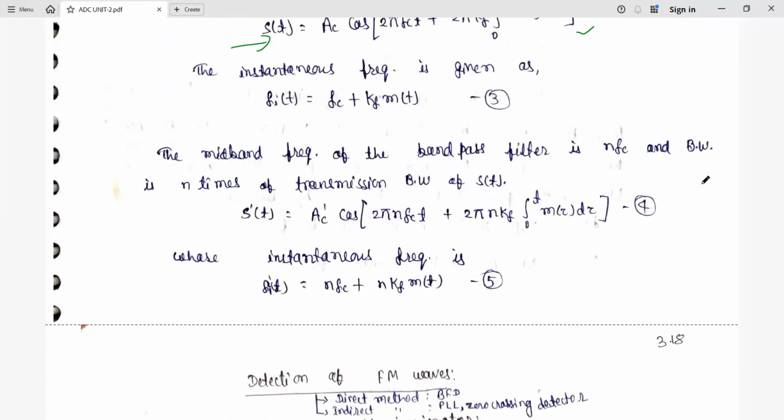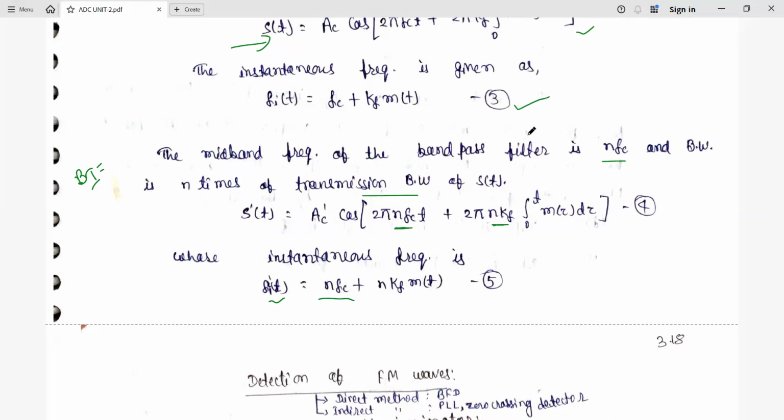So the mid-band frequency of this band pass filter is what here? n times the carrier frequency, and the bandwidth is also going to be n times the transmission bandwidth. One is the bandwidth, another is the transmission bandwidth, for which we have a separate lecture before this. So finally this s dash of t becomes, with n times fc here. Again, it is multiplied by n to obtain the transmission bandwidth n times. So finally, for equation 4, what is the instantaneous frequency? That is n times fc plus n kf into m(t).